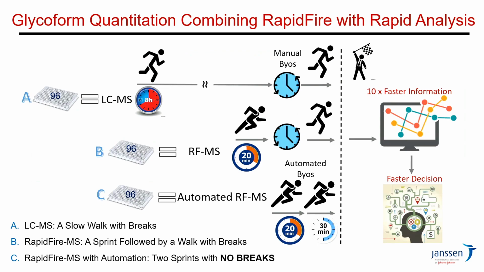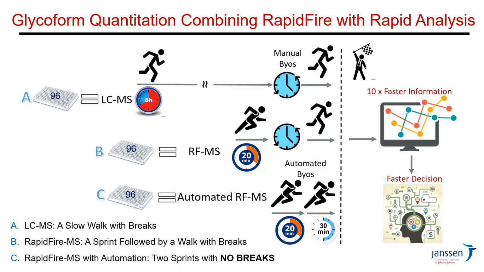our stakeholders. So if you combine rapid-fire analysis with rapid automated data analysis, we can actually complete the analysis of 96-well plates in roughly 50 minutes. If you look at the LCMS analysis, it takes about 8 hours to do the same 96-well plates, given the run times of about 15 minutes, which is our typical runtime for reduced mass analysis.